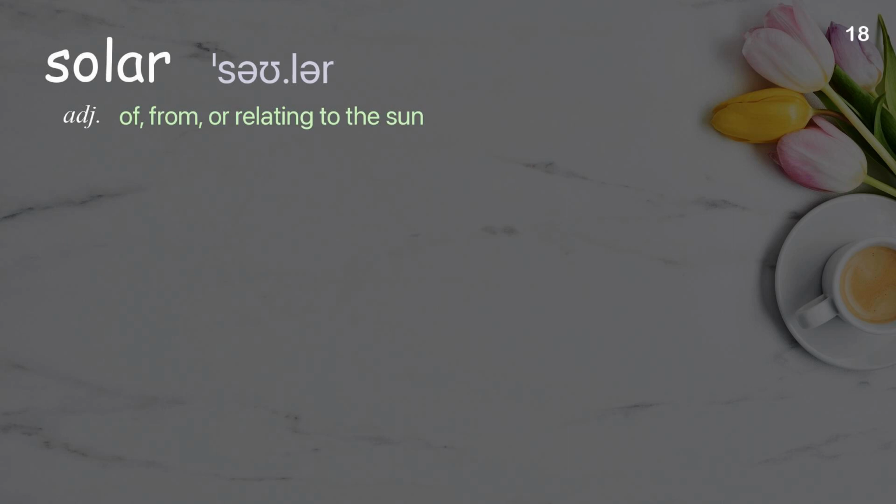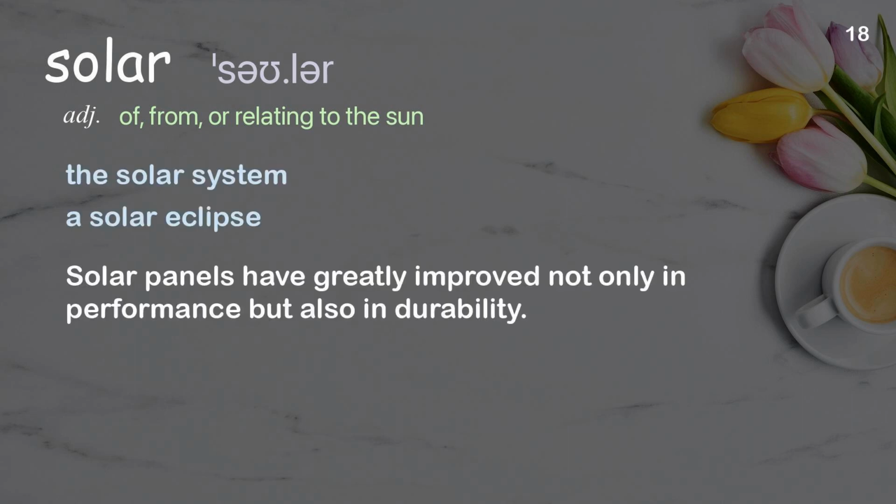Solar. Of, from, or relating to the sun. Examples: The solar system, a solar eclipse. Solar panels have greatly improved not only in performance, but also in durability.